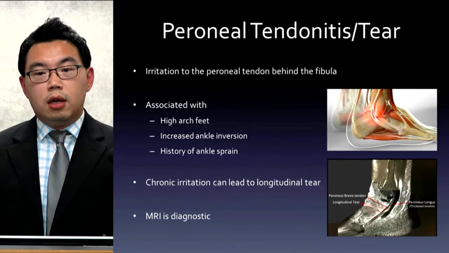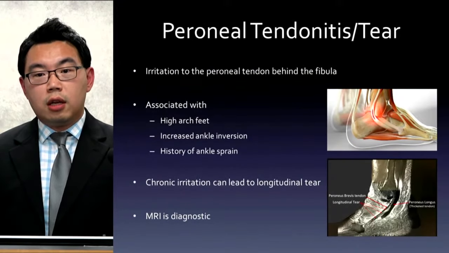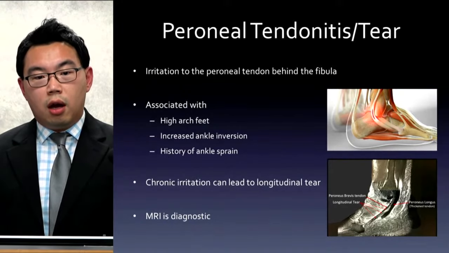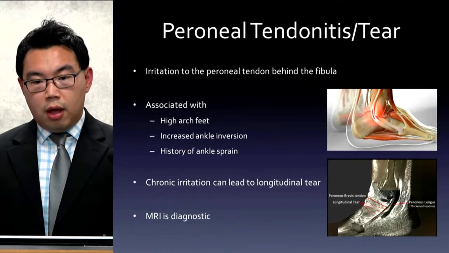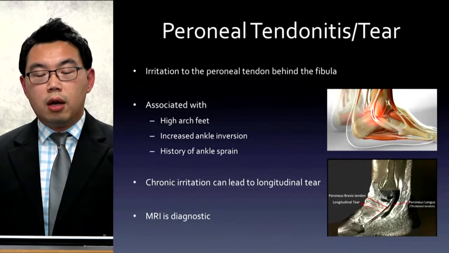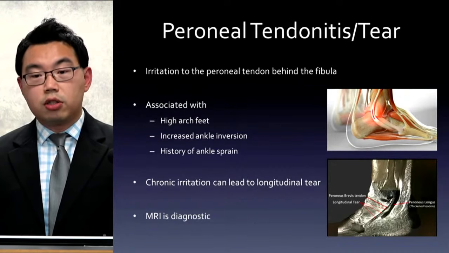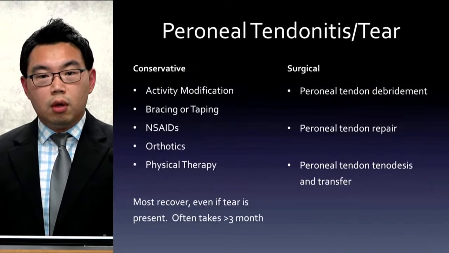What that means is the tear is within the axis of the tendon, such as the picture on the upper right, as opposed to a horizontal or transection tear. If you're suspecting a tear, MRI is diagnostic. It's probably hard to see from the picture on the right side below that, but you can pick up longitudinal tears from the MRI. What do you do with this?